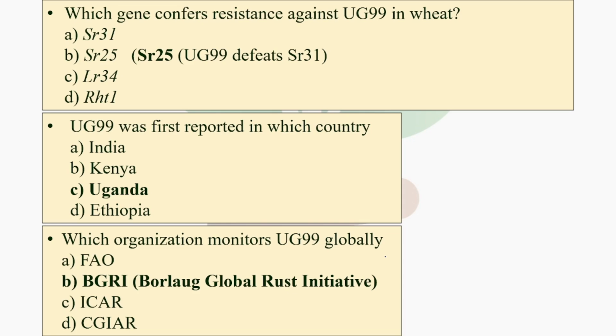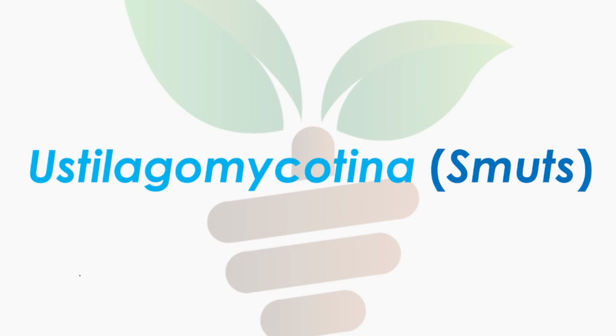Okay. And there are also some common questions, like which gene confers resistance against Uganda 99. So SR25 gives you partial resistance, not complete, but it defeats a gene called SR31. Uganda 99 was first reported in a country called Uganda. And which organization is completely monitoring the UG99 global threat, completely involved? BGRI, the Borlaug Global Rust Initiative.